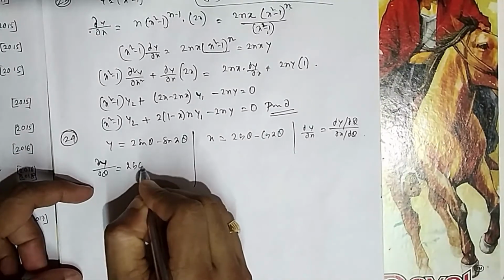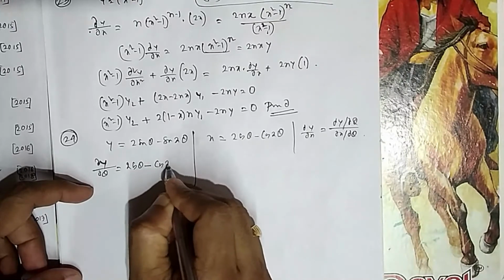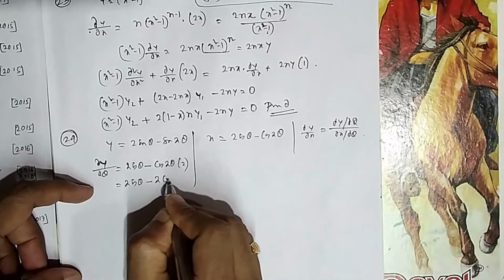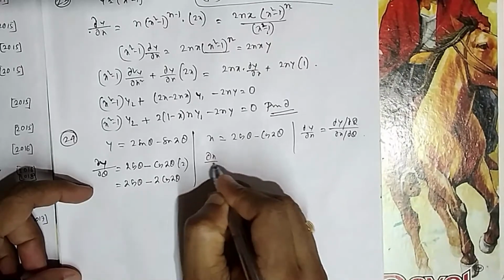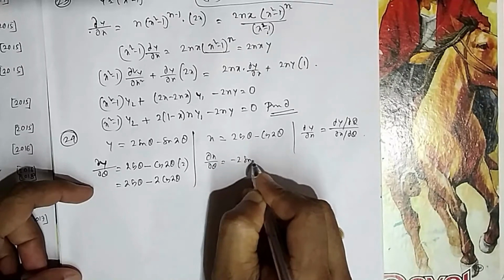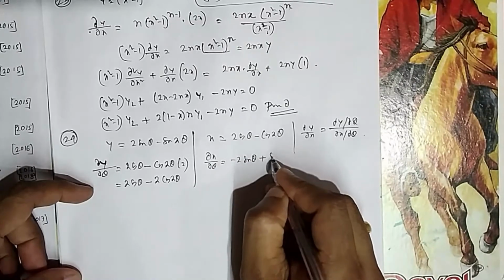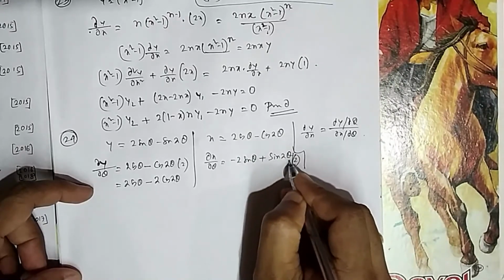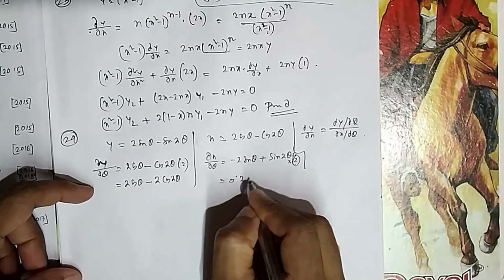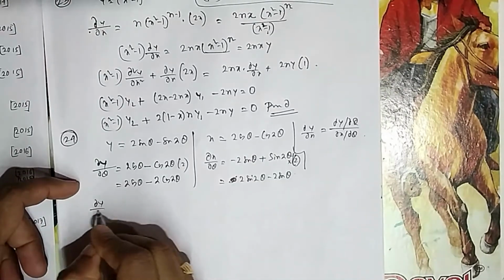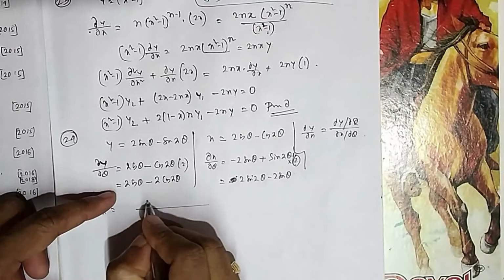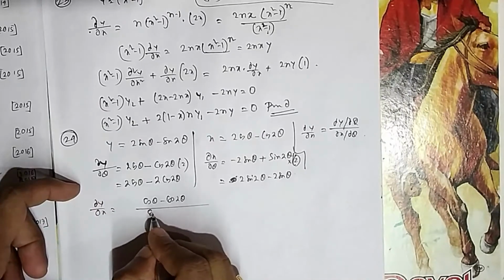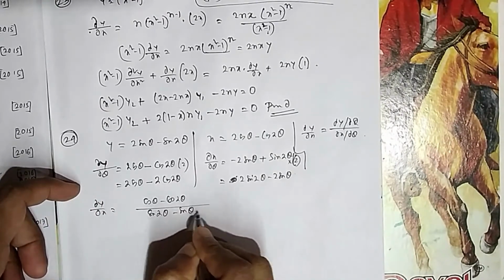So dy/dθ will be 2 cos θ − cos 2θ, again 2 will come, so it will be 2 cos θ − 2 cos 2θ. dx/dθ is −2 sin θ, since differentiation of cos θ is −sin θ, then minus sin 2θ, again 2 will come because you are differentiating with respect to θ, so you can write −2 sin 2θ. Therefore dy/dx will be equal to dy/dθ, if you take 2 common, cos θ − cos 2θ divided by sin 2θ − sin θ. So that is your answer.